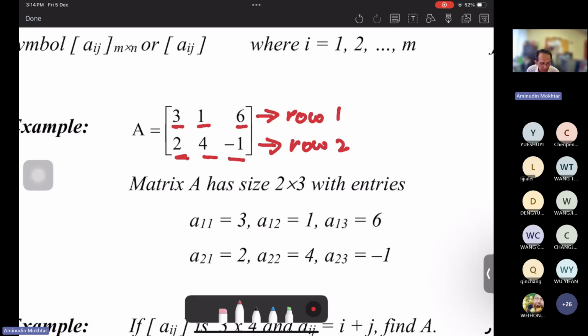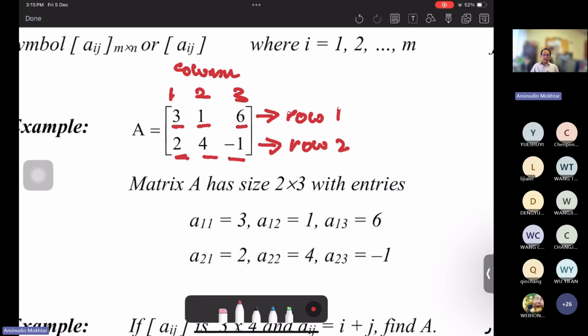But this matrix can also be read as columns. The first column, second column, and third column. So in column 1 there are 2 numbers, 3 and 2. In column 2, there are 2 elements, 1 and 4. And column 3 has another 2 elements, 6 and -1. Okay, the element of the matrix can take any number from negative infinity to positive infinity.